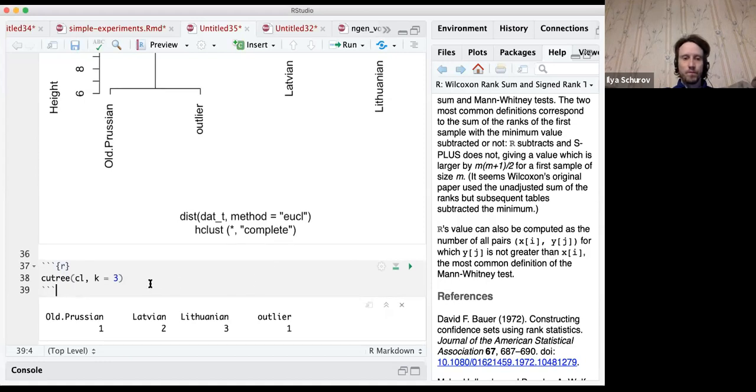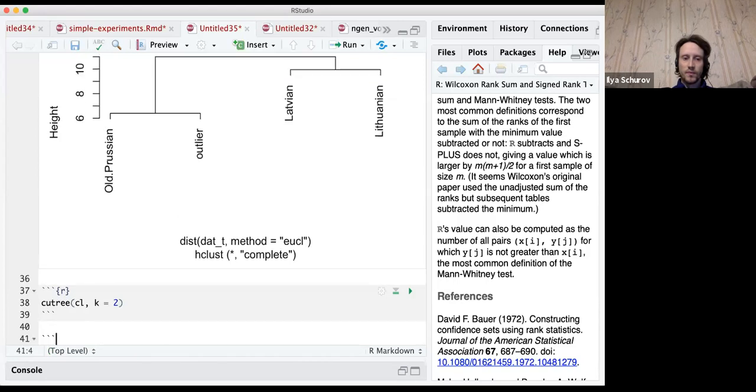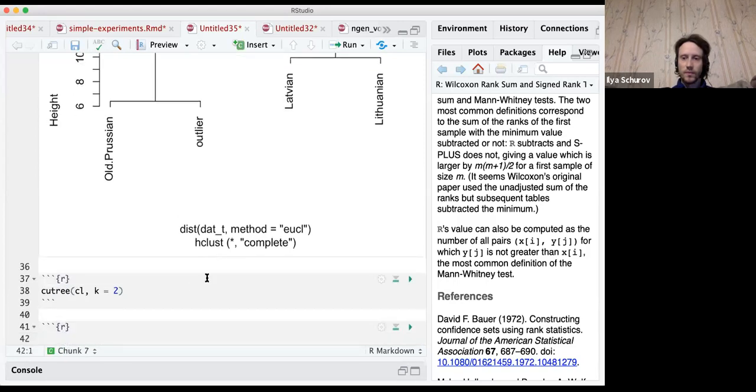Okay. After that, you can use this subdivision into clusters for some other tasks. Here I asked to give me 2 clusters, and I see 2 clusters: Old Prussian and the outlier, and Latvian and Lithuanian. Now let us consider another data set.